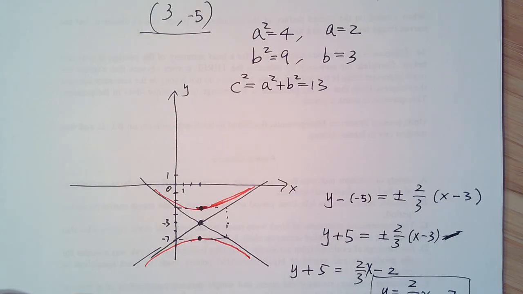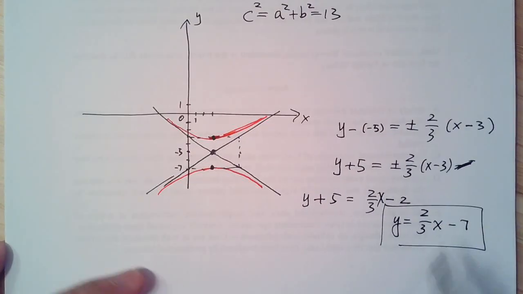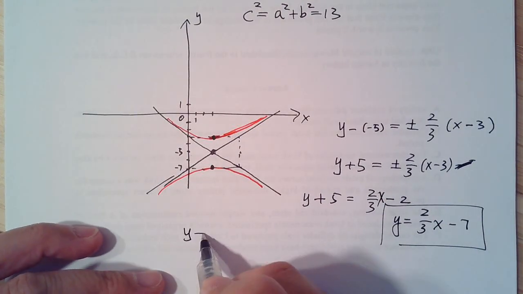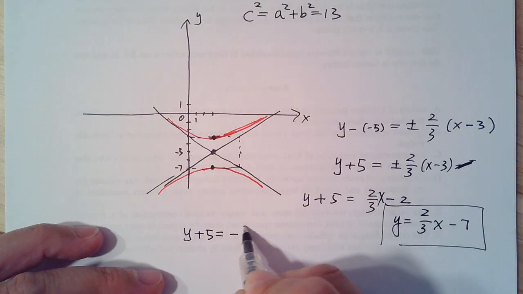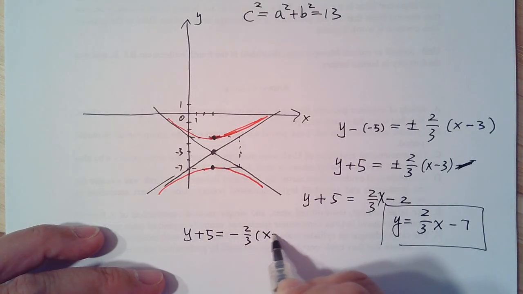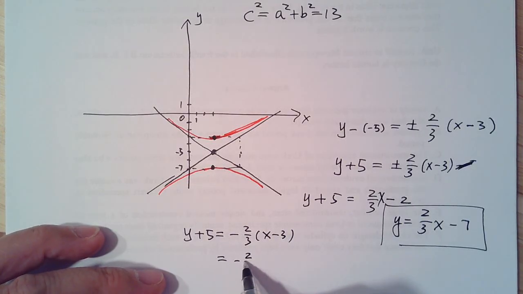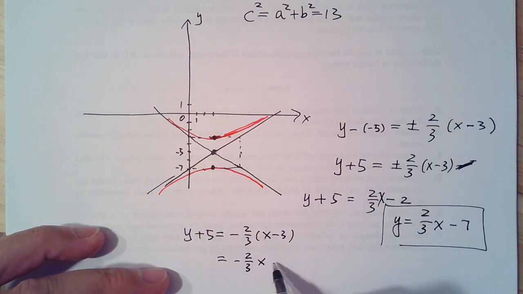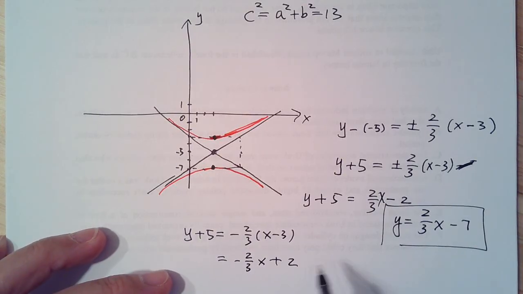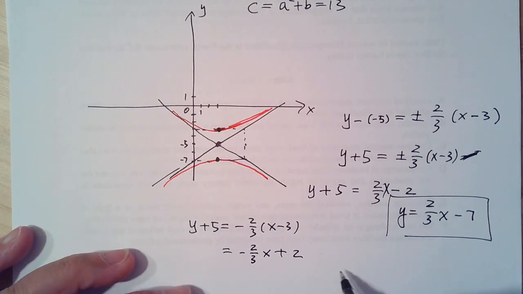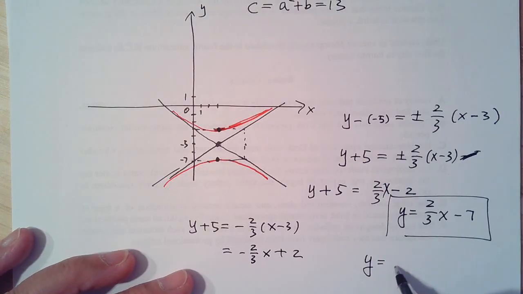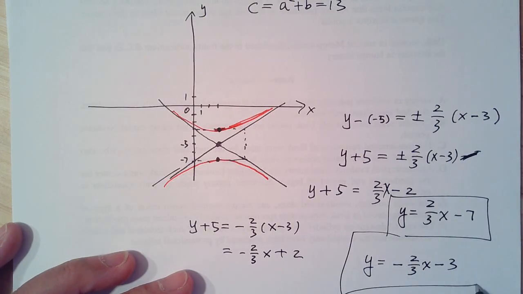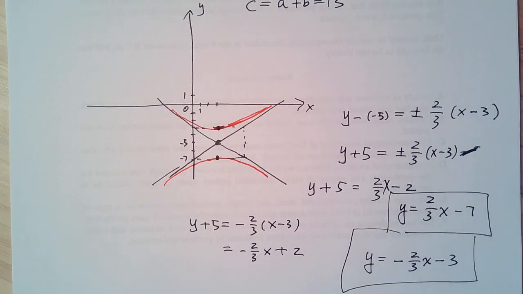So that's the first one, all right? And the second one, just take the negative, so y plus 5 equals negative 2/3 times x minus 3, which is negative 2/3 x plus 2. And then you subtract 5 on both sides. So you get the second equation, which is negative 2/3 x minus 3. So those are the two equations of your asymptotes.